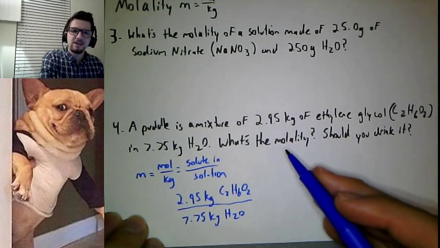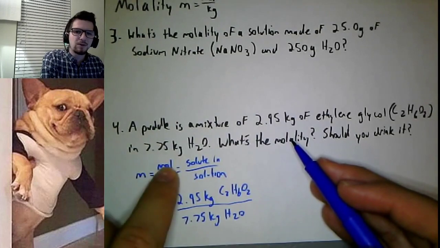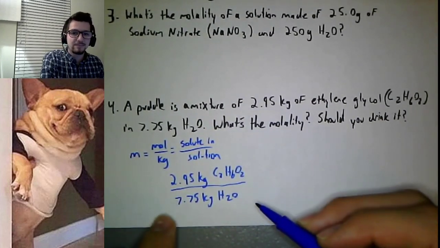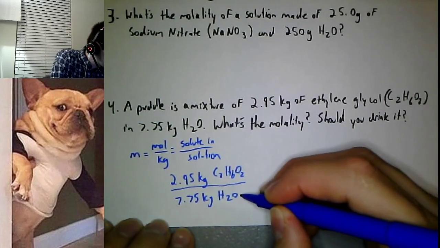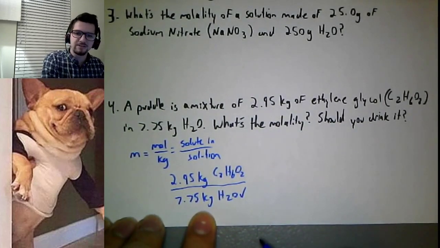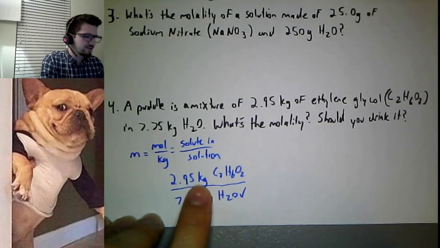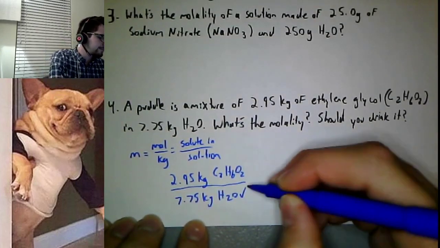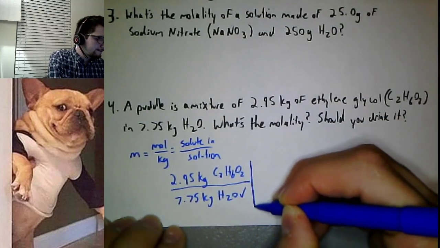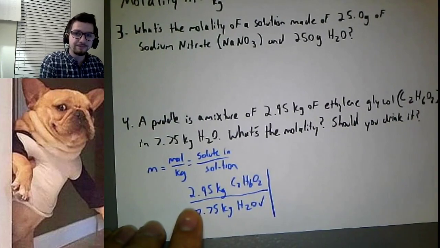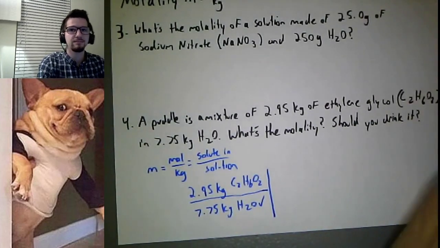The molality. For molality, I need it to be moles per kilogram. Is it in that unit right now? Well, the bottom one is. It looks like the bottom one's fine. It's kilograms already. The top one is not fine. This is not in moles, so this is going to need to be in moles. So let's think real quick. How do I get something into moles from grams?